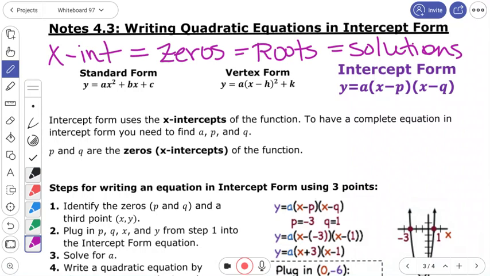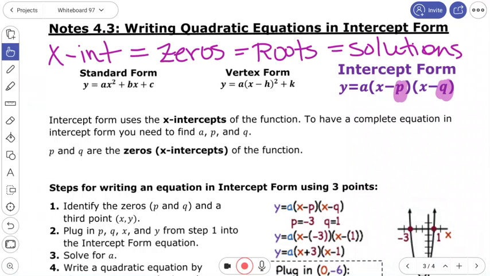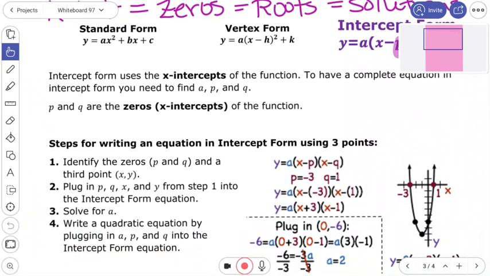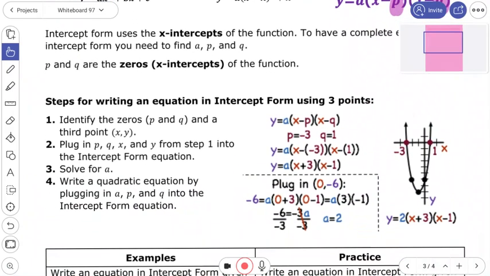we say intercept form. Our x-intercepts are always going to be P and Q in this equation, y equals A times x minus P times x minus Q. So how do we solve for a quadratic equation in intercept form? You have to identify your zeros, your p-value and your q-value. And then you have to decide, okay, what is my third point going to be? And of course, we're usually just going to give you that. And you're going to need to label those values.